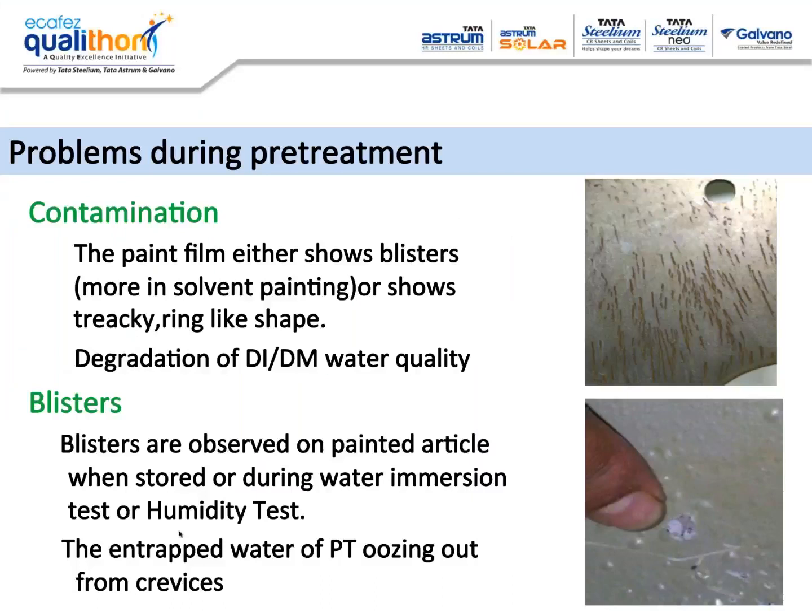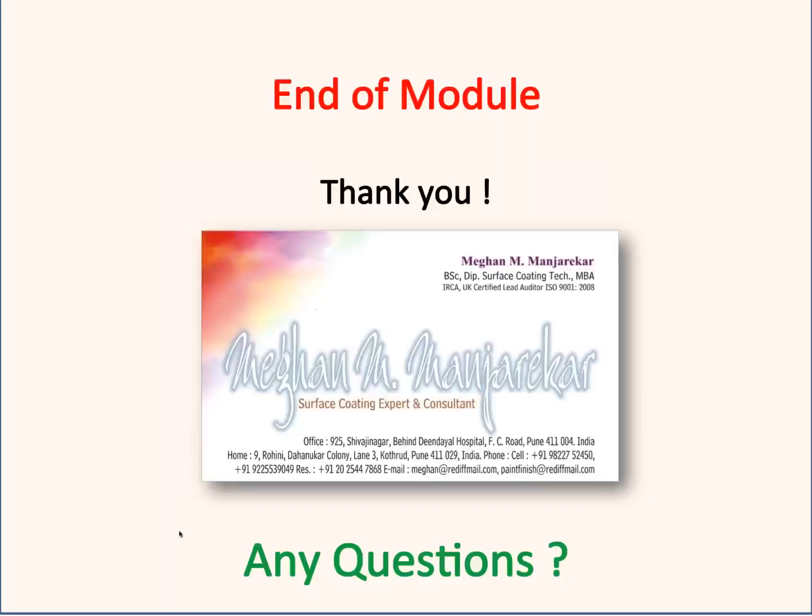We call it blisters. So this can start because of the salty water inside. The rusting also will start very fast underneath those blisters. So it is very important that you should have clean water or DM water at least at the last stage, and you should avoid the salts in the water. So quality of water plays a very important role in case of pre-treatments.